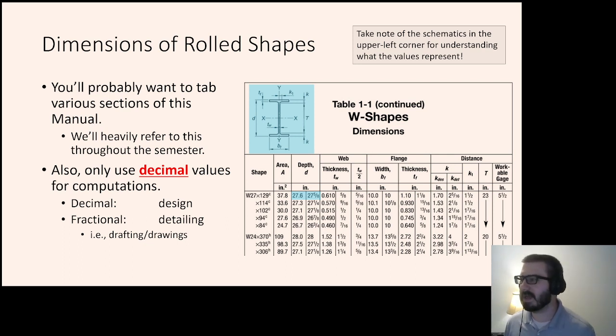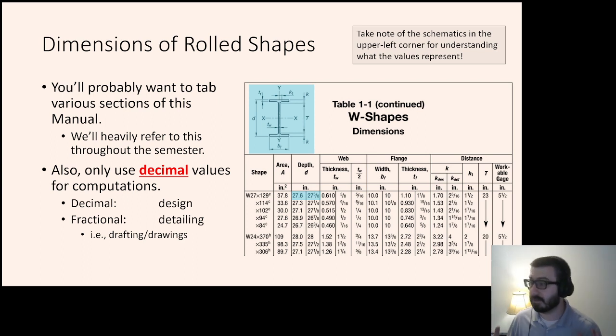One of the things that's noteworthy with this section of the manual are some of the schematics that are associated with these dimensions. I really think you ought to pay attention to these. So for instance, we're looking here at the W shapes. This schematic that I have highlighted on the top left page visually describes a lot of the dimensions that are reported in the table.